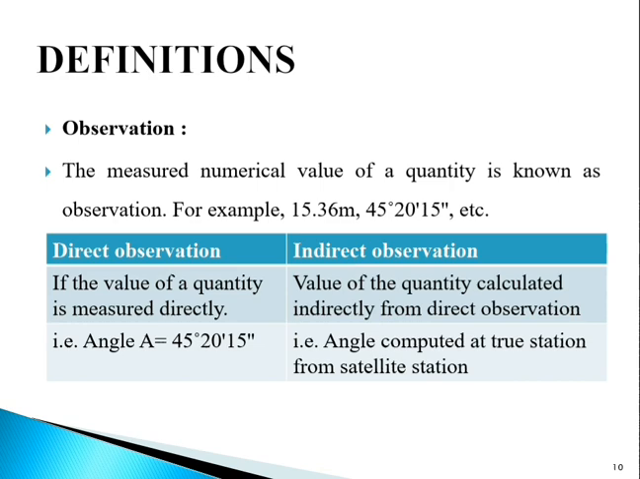An observation is called an indirect observation when the value of the quantity is calculated indirectly from the direct observations of other quantities. For example, the value of the angle at the main triangulation station computed from the measured angle at the satellite station. When an angle is measured by repetition, the observed value of the quantity is indirectly derived from a number of observations.